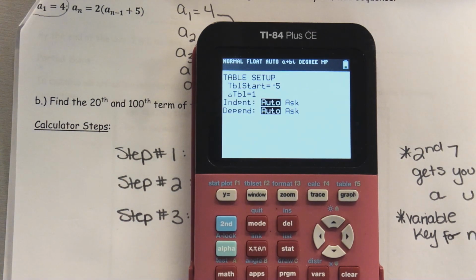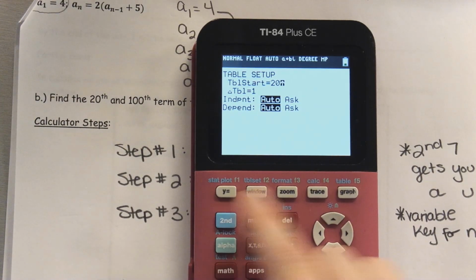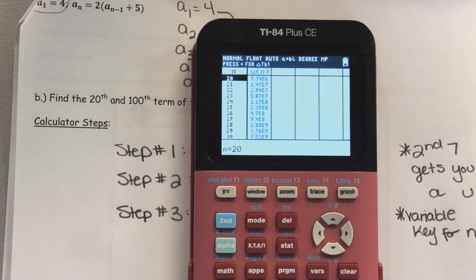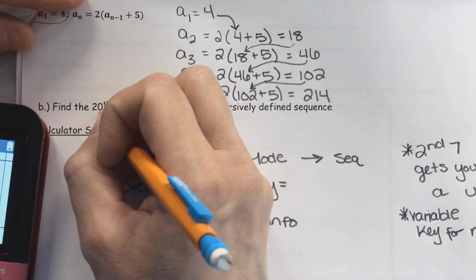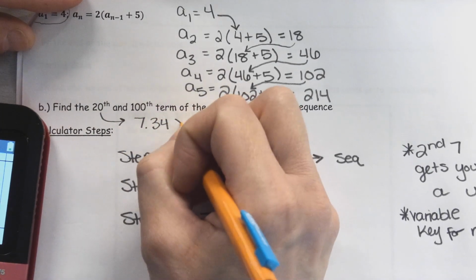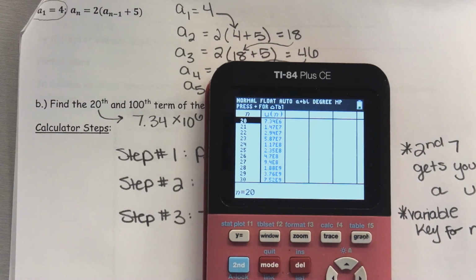Hit second window. Where would I like my table to start? 20. Then hit second graph to go back to your table. And it's a super huge number because these tend to grow really quickly. So what is my 20th term? My 20th term is 7.34 times 10 to the 6th. So remember, e to the 6th on your calculator is really giving you scientific notation. It's really times 10 to the 6th.